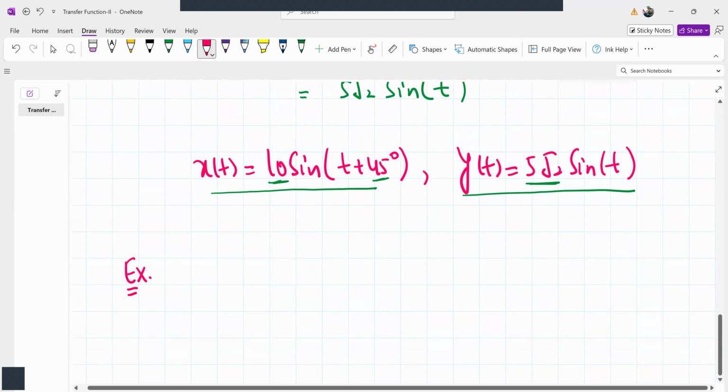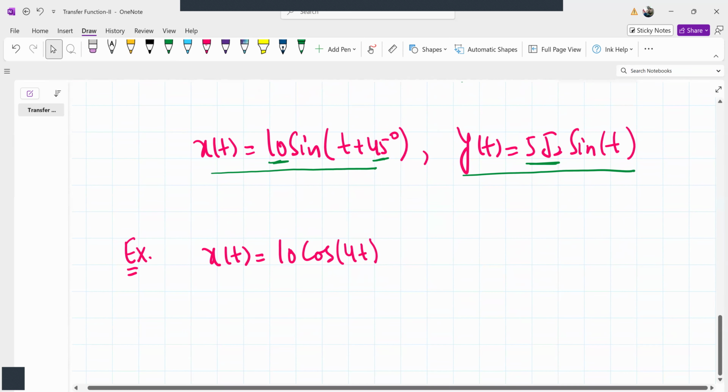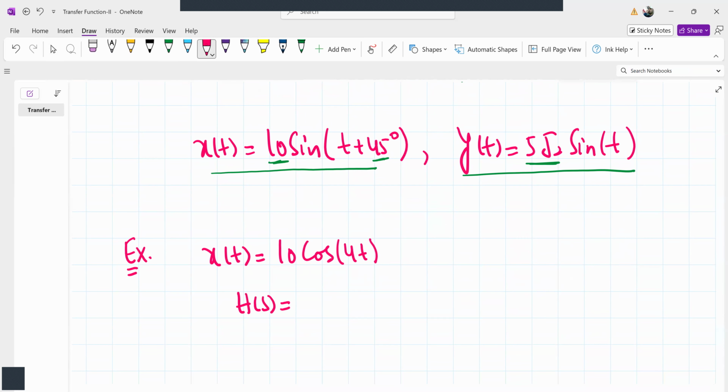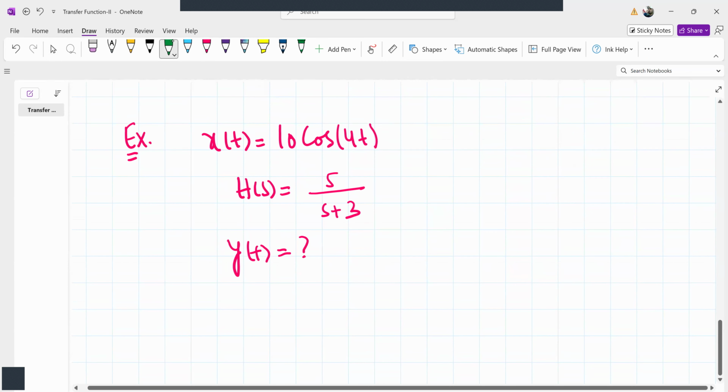Let's suppose now input x of t is 10. Let me take this time cosine instead of sine. Let's take cosine 4t. Okay. And transfer function of this network is simply, let's suppose, 5 divided by s plus 3. Okay, the transfer function of the network is this. Our goal is to find the output voltage or current y of t. Okay. All right. So how do we write the output?